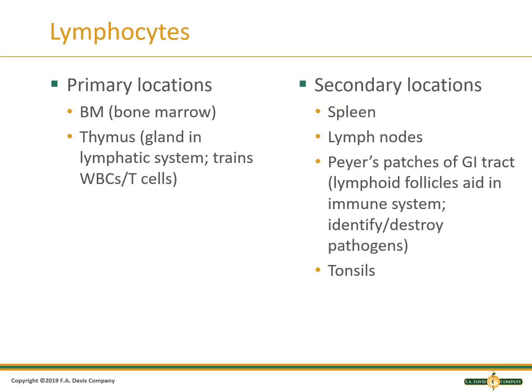So for lymphocytes, the primary locations that those can be found are in the bone marrow and the thymus, which is the gland that's a part of the lymphatic system. This is where the thymus trains white blood cells or T cells, which is a specific type of lymphocyte. Secondary locations for lymphocytes are the spleen, the lymph nodes, and Peyer's patches of the GI tract. These are like lymphoid follicles that aid in our immune system. They help to identify and destroy pathogens, and they also can be found in the tonsils.